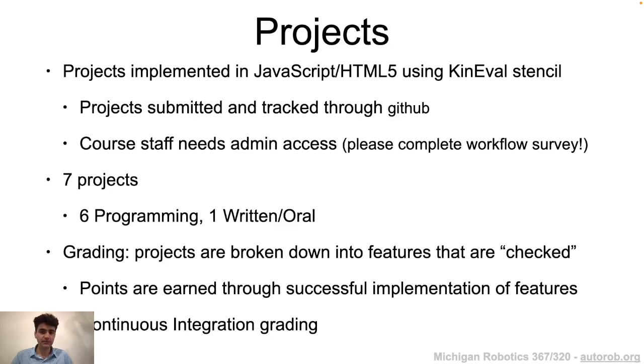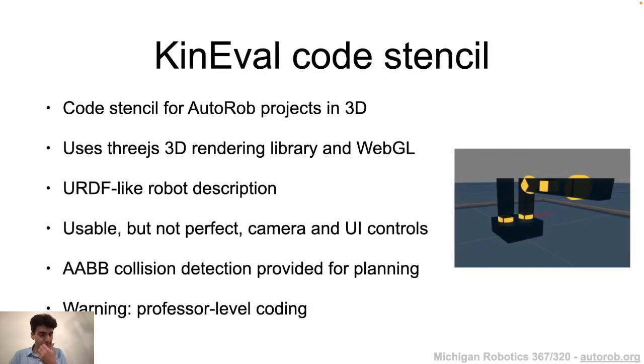Within these projects, the KineVal stencil itself is designed for this course. It's built on top of a 3D rendering library called Three.js. This uses a combination of JavaScript and WebGL to do 3-dimensional rendering, all within a browser. So it's very efficient, and it's very friendly for visualizing and for interacting with as a developer. This will rely on what's called URDF robot descriptions. URDF stands for Universal Robot Description Format. And there will be a series of projects that are built on top of this KineVal stencil.